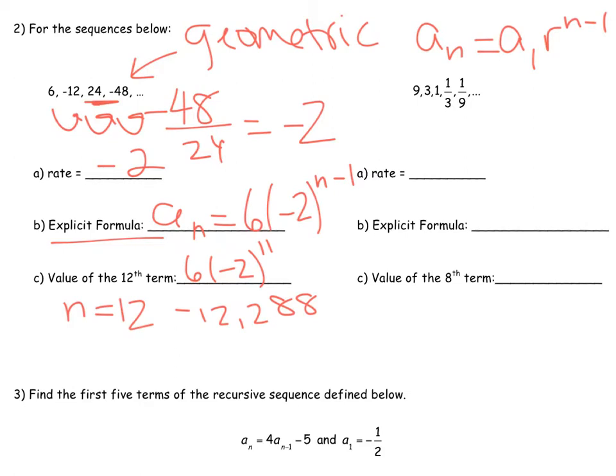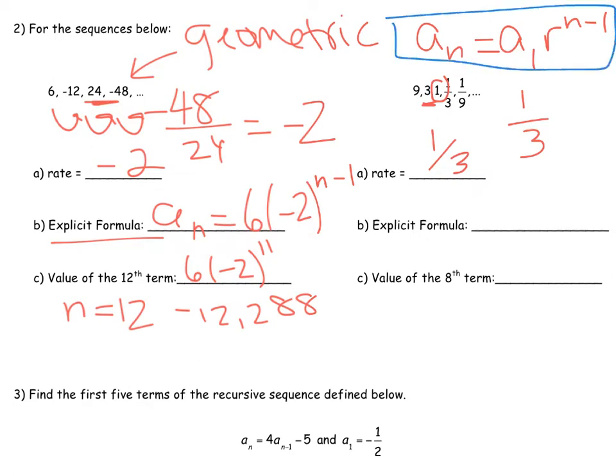Alright, so if we look at the second part, we have the sequence 9, 3, 1, 1/3, 1/9, etc. So again, if you pick any term, so I'll pick the 1, and if I divide it by the previous term, so I have 1 divided by 3, my ratio is 1/3. Now if I want to write the explicit formula, again, we're using our geometric sequence. In basic terms, a sub n is going to be the first term, which is 9, multiplied by the ratio of 1/3, all raised to the n minus 1. Okay, that's your basic explicit formula.